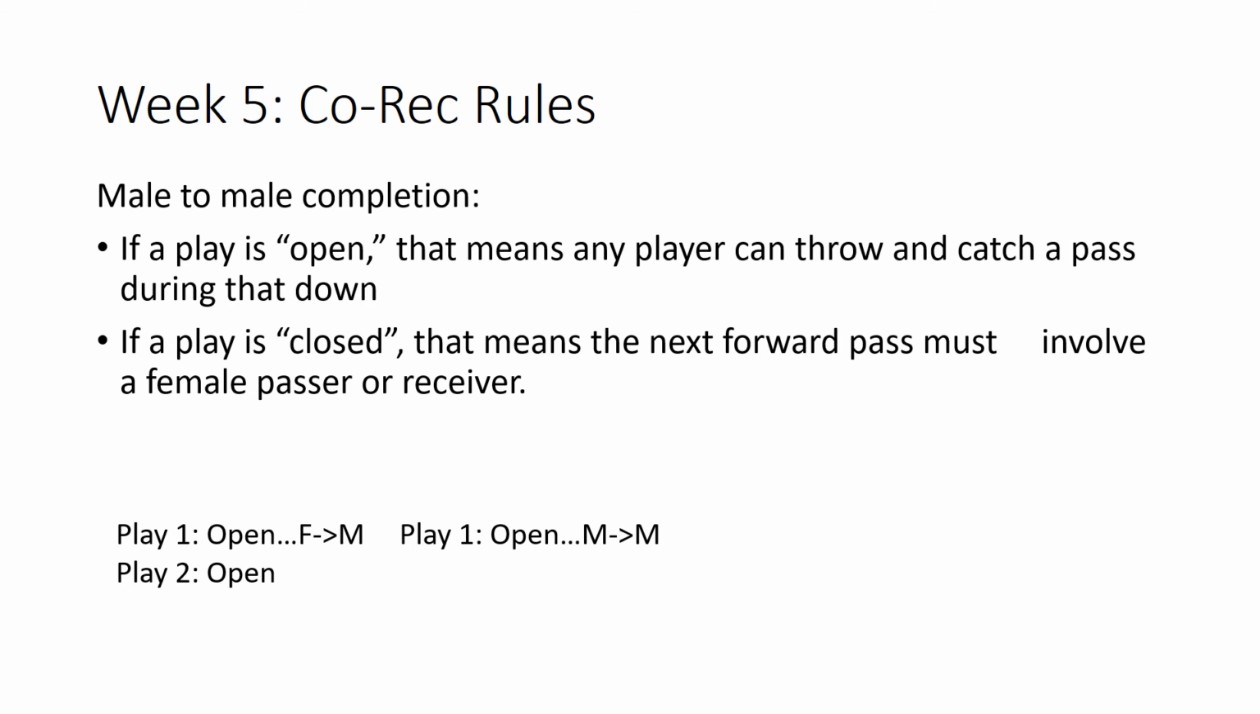So what happens if the play is open and a male throws a forward pass to a male? The next play is going to be closed. That means on play 2, a female must be involved in some way or another. So let's look at what happens in that case.